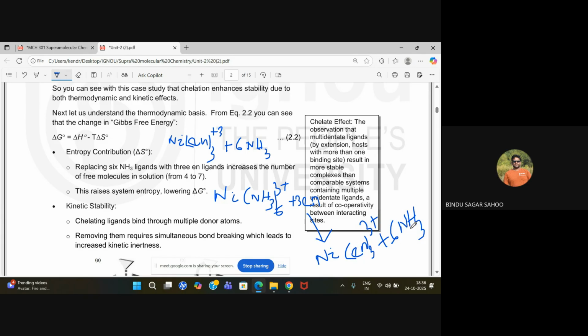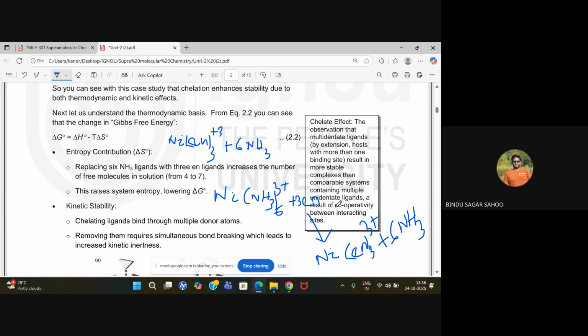Now the number of molecules is 7. So the number of molecules increases from 4 to 7. If the number of molecules increases, we can say the entropy increases, or the del S value will be more positive. If the del S value is more positive, this part, minus T del S, will be more negative. If this value is more negative, then definitely the del G value will be negative. So here the del G will be negative due to this change in entropy.